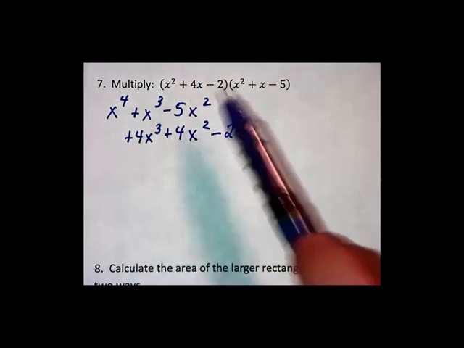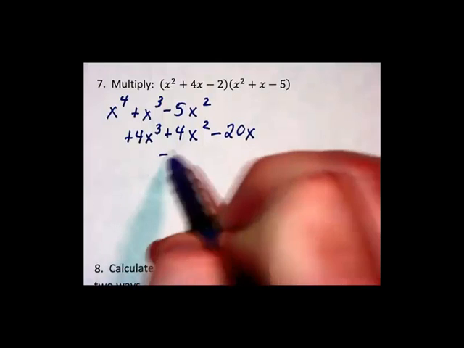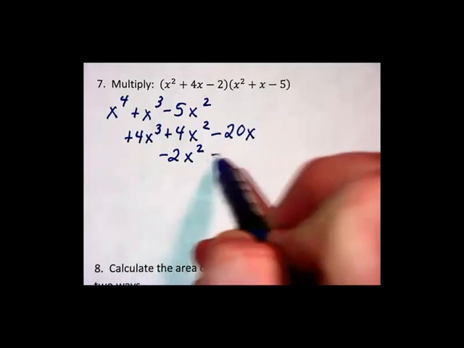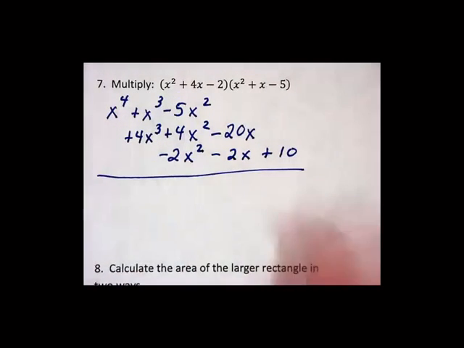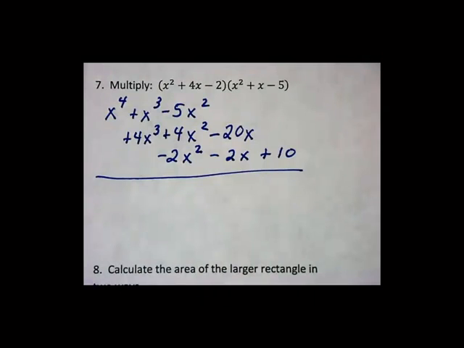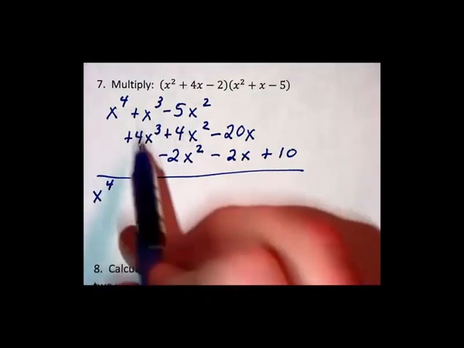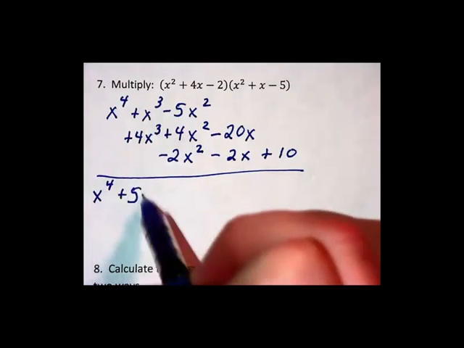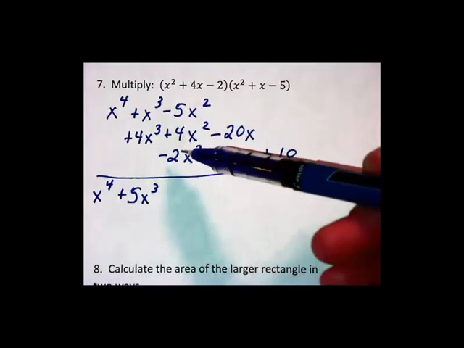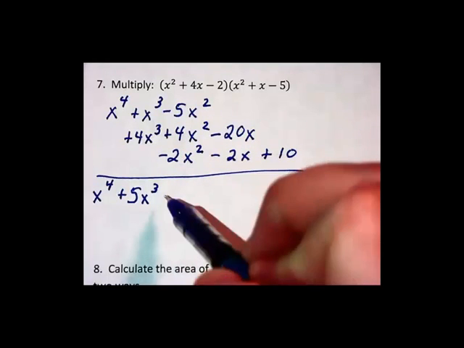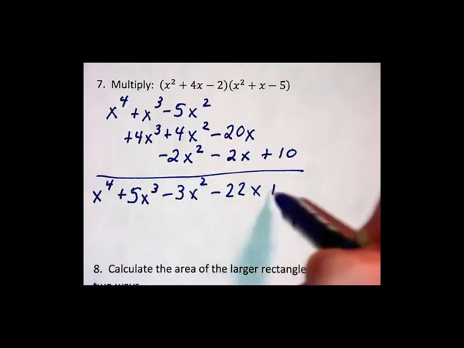At long last, we multiply the negative 2 by each term in the second parentheses, which gives us negative 2x squared minus 2x and plus 10. I've already got all the like terms lined up, so adding down to the x to the 4th column, we have x to the 4th. With the x cubes, we got 1 plus 4 making 5x to the 3rd. In the square column, we've got negative 5 plus 4 minus 2. That's negative 7 plus 4, negative 3x squared minus 22x, finally plus 10.